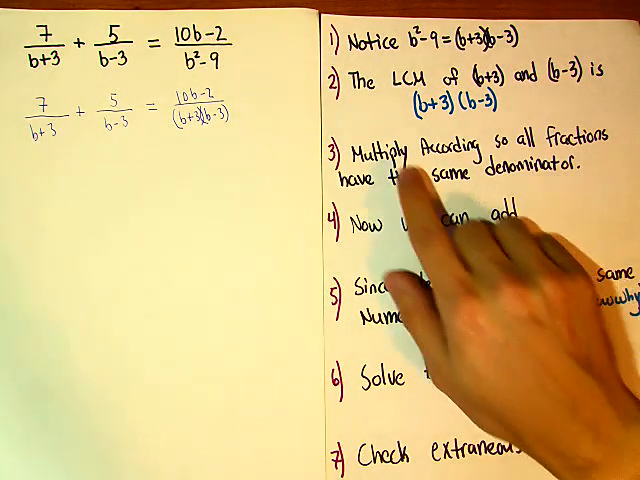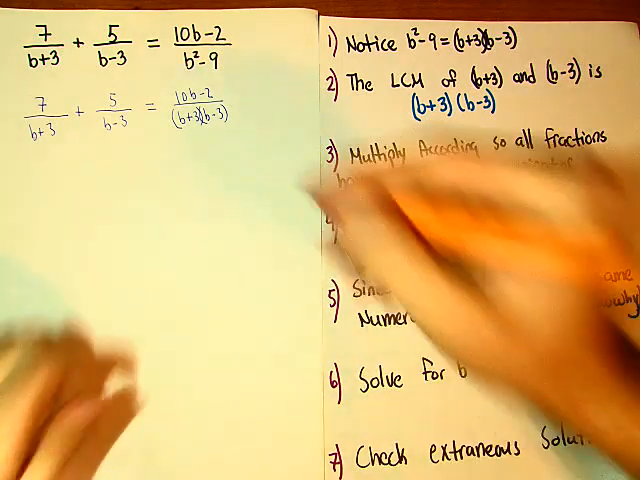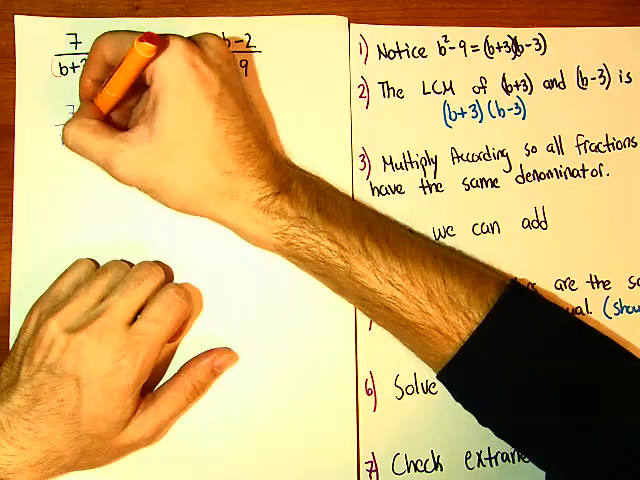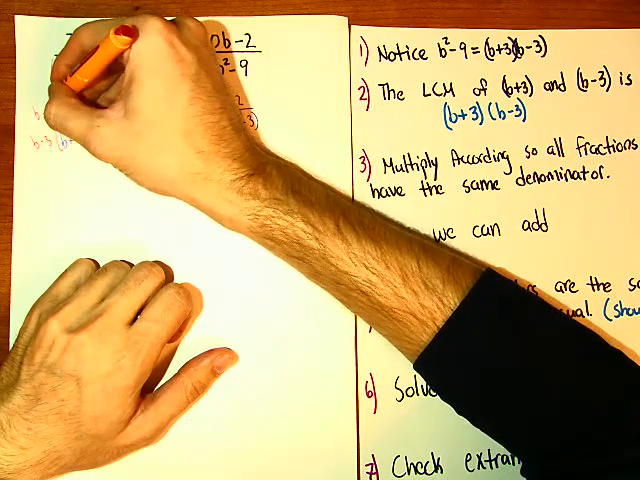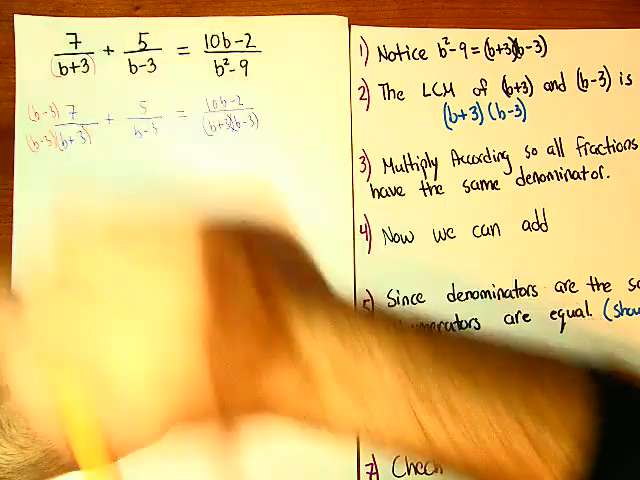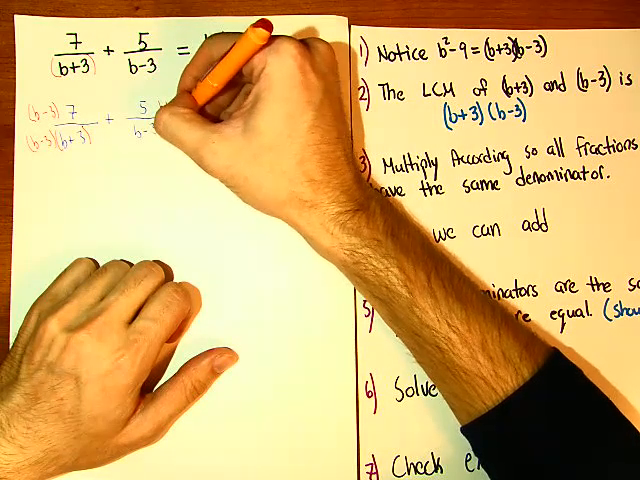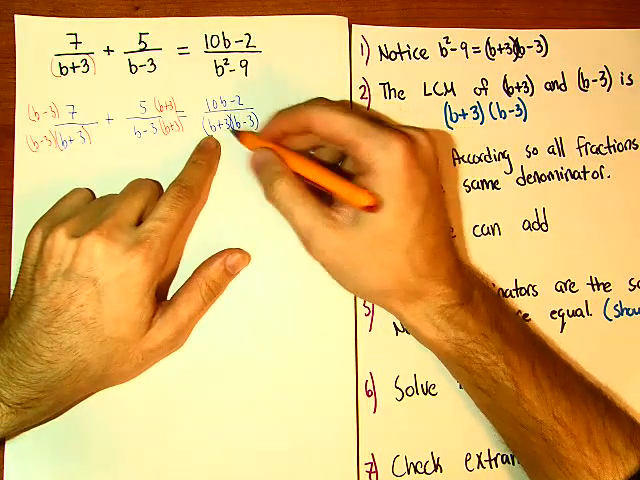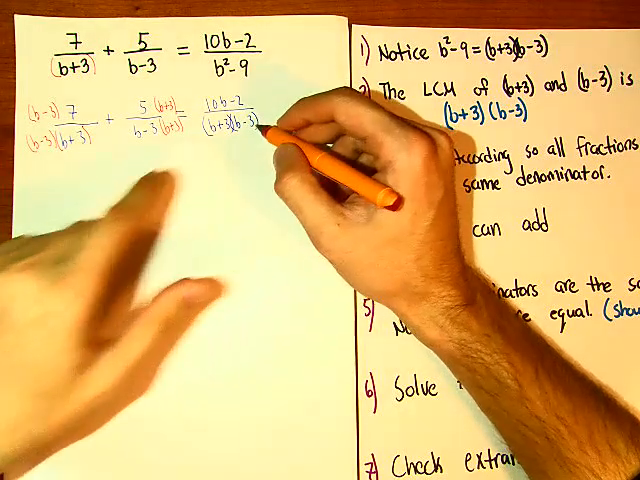So now let's multiply accordingly so all the fractions have the same denominator. Let's multiply this by a b minus 3, and this by a b minus 3, because that's what they need, right? This needs a b plus 3, and this needs a b plus 3, okay? And this we don't even need to touch because we already have the b plus 3, b minus 3.